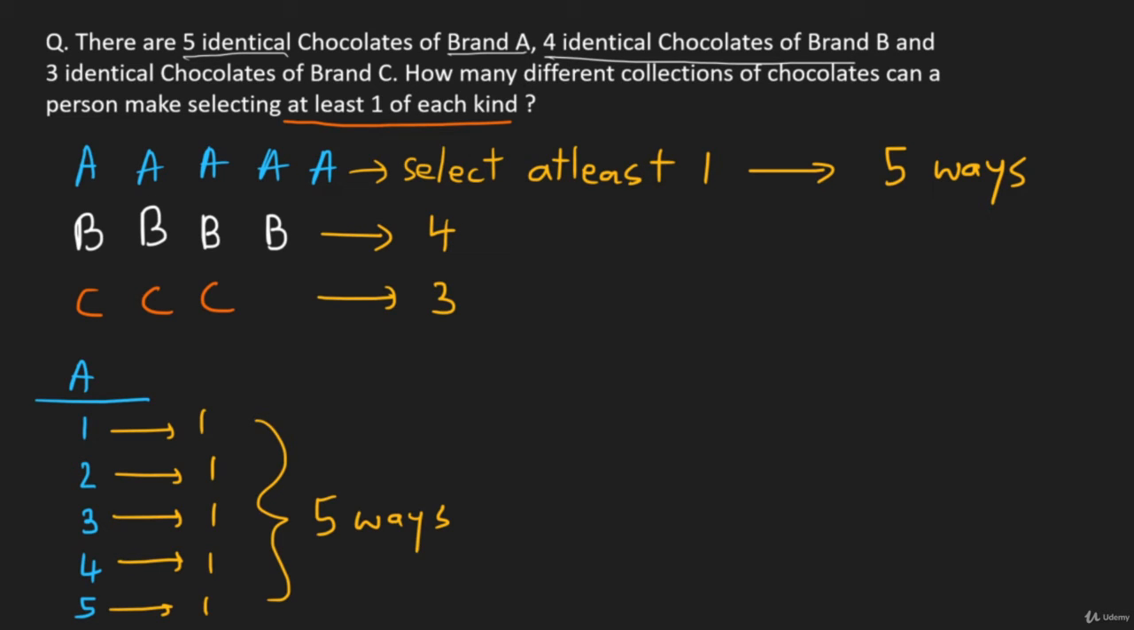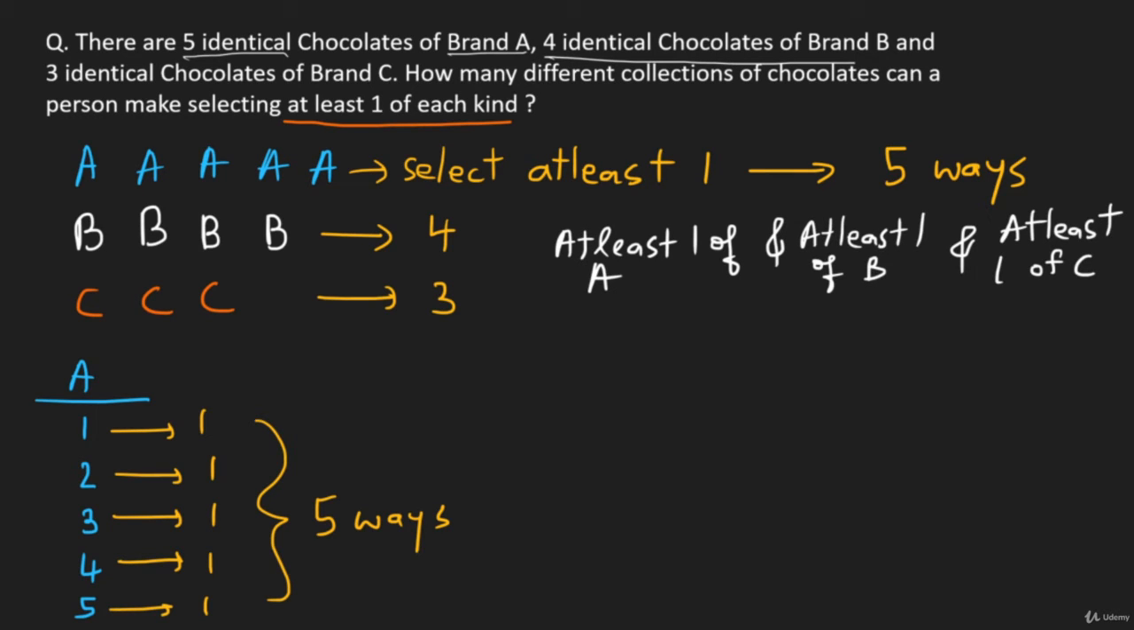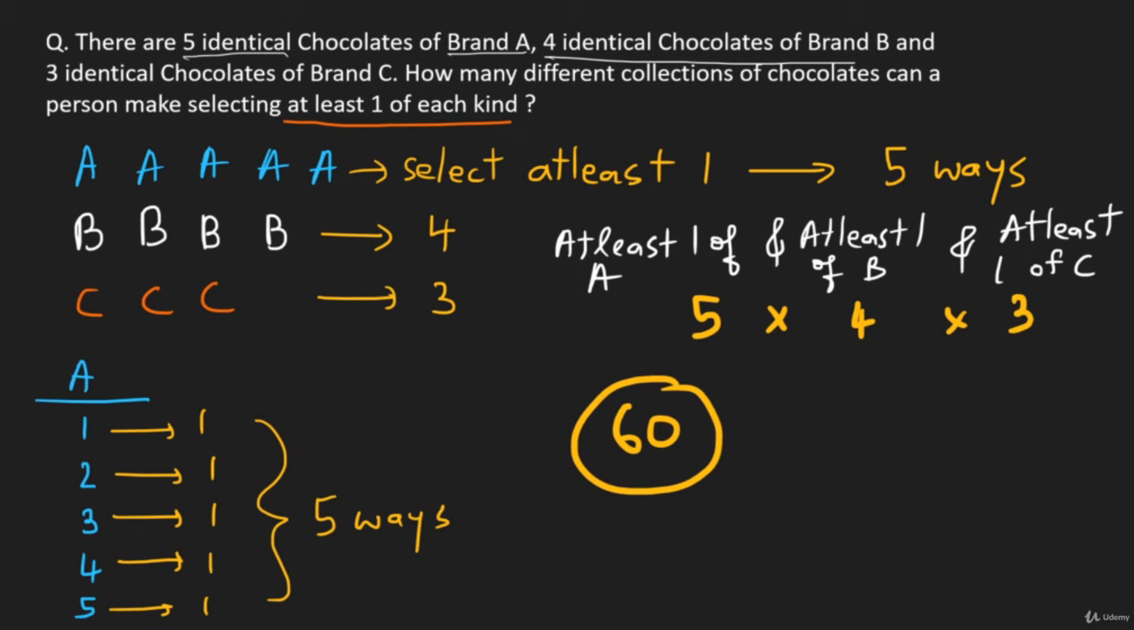Alright, now therefore you can select at least one of A and at least one of B and at least one of C in 5 into 4 into 3 ways, which is equal to 60, which is your answer.